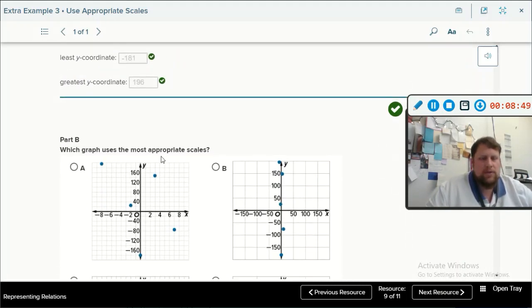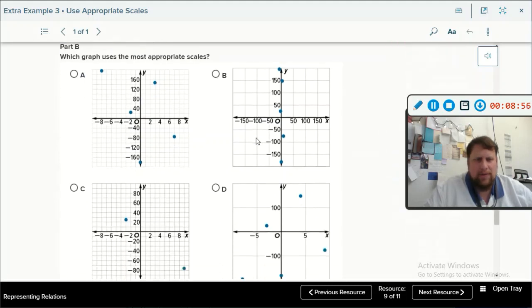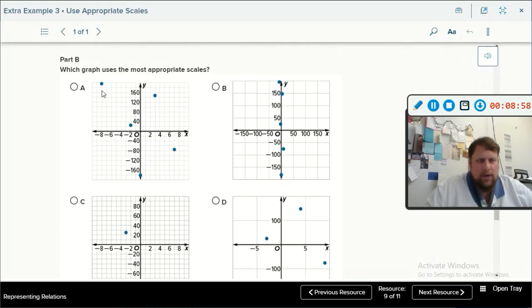Which graph uses the most appropriate scales? Well, first of all, how many points are there? 1, 2, 3, 4, 5. This is the easiest way to eliminate some graphs. How many points are on here? 1, 2, 3, 4, 5. Okay, that might be it. So let's hold A there.